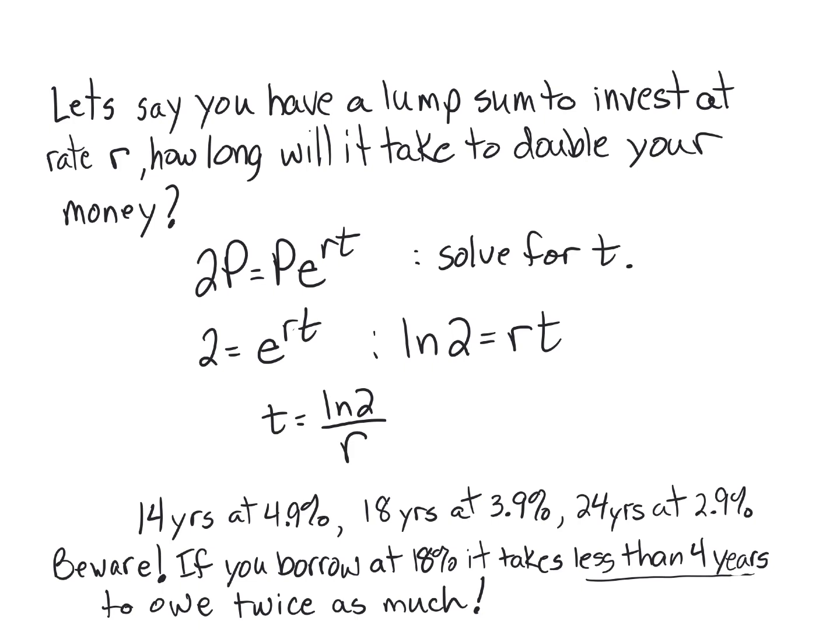For instance, if you have a rate of 4.9%, it'll take you 14 years to double your money. At a rate of just under 4%, it takes 18 years. It takes 24 years to double your money at 2.9%.